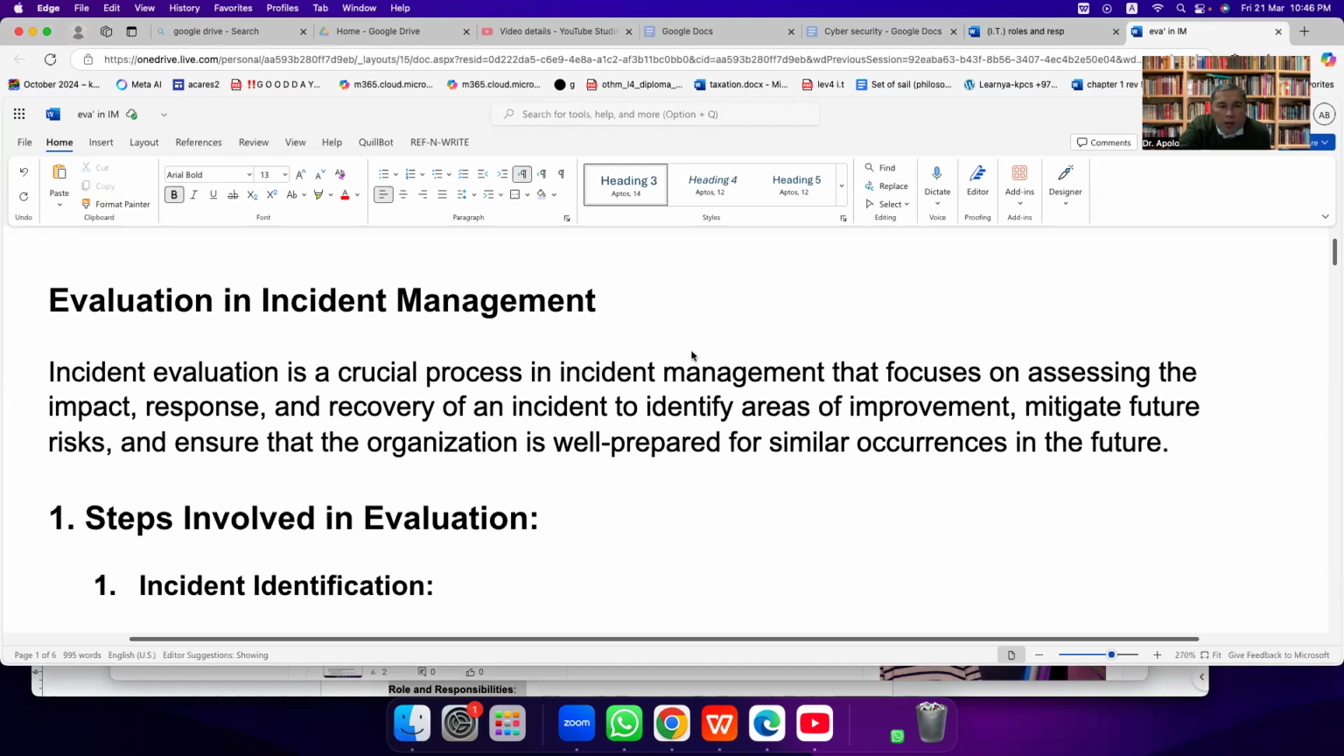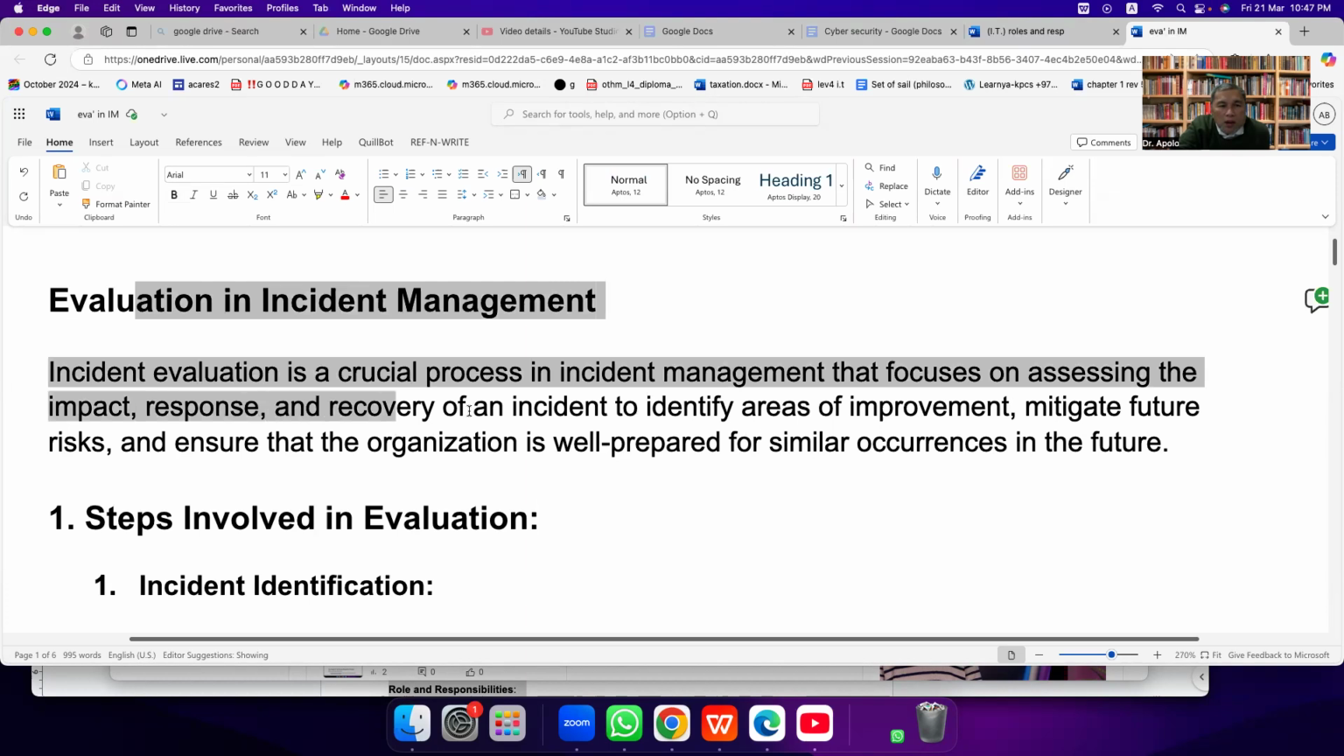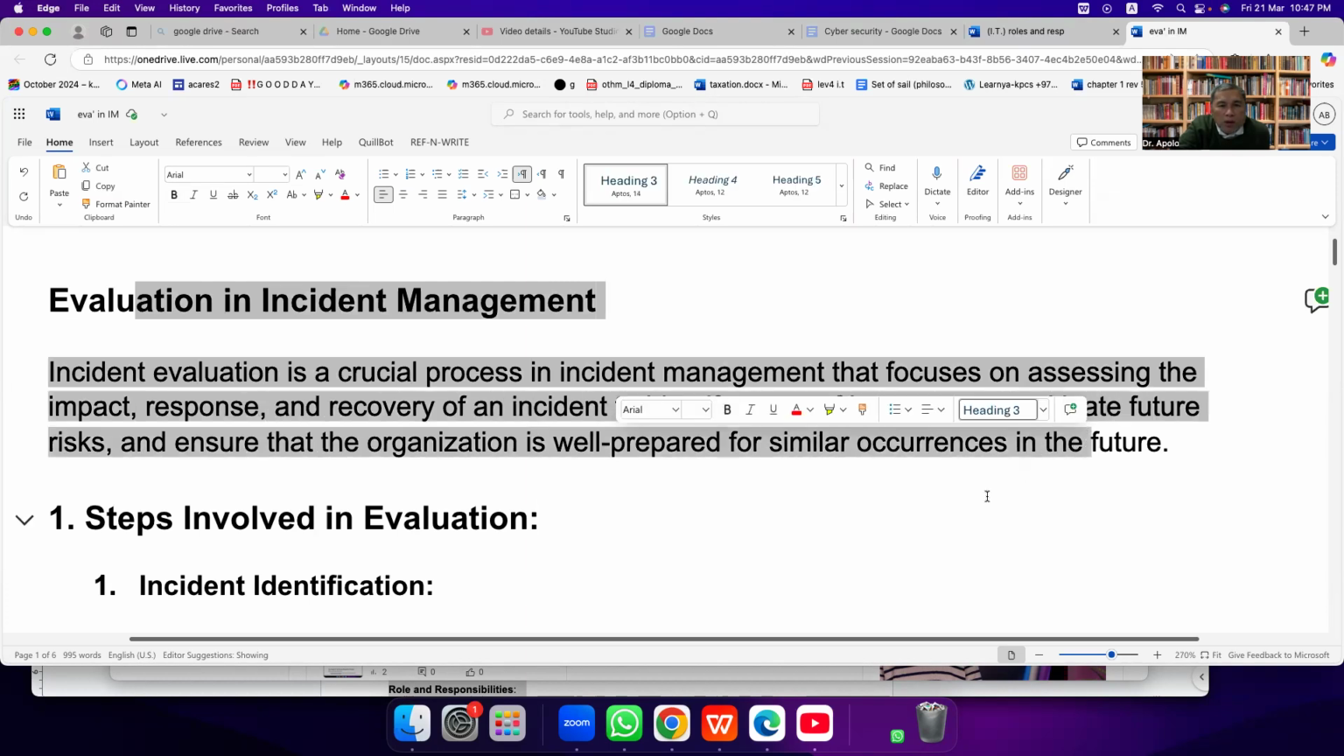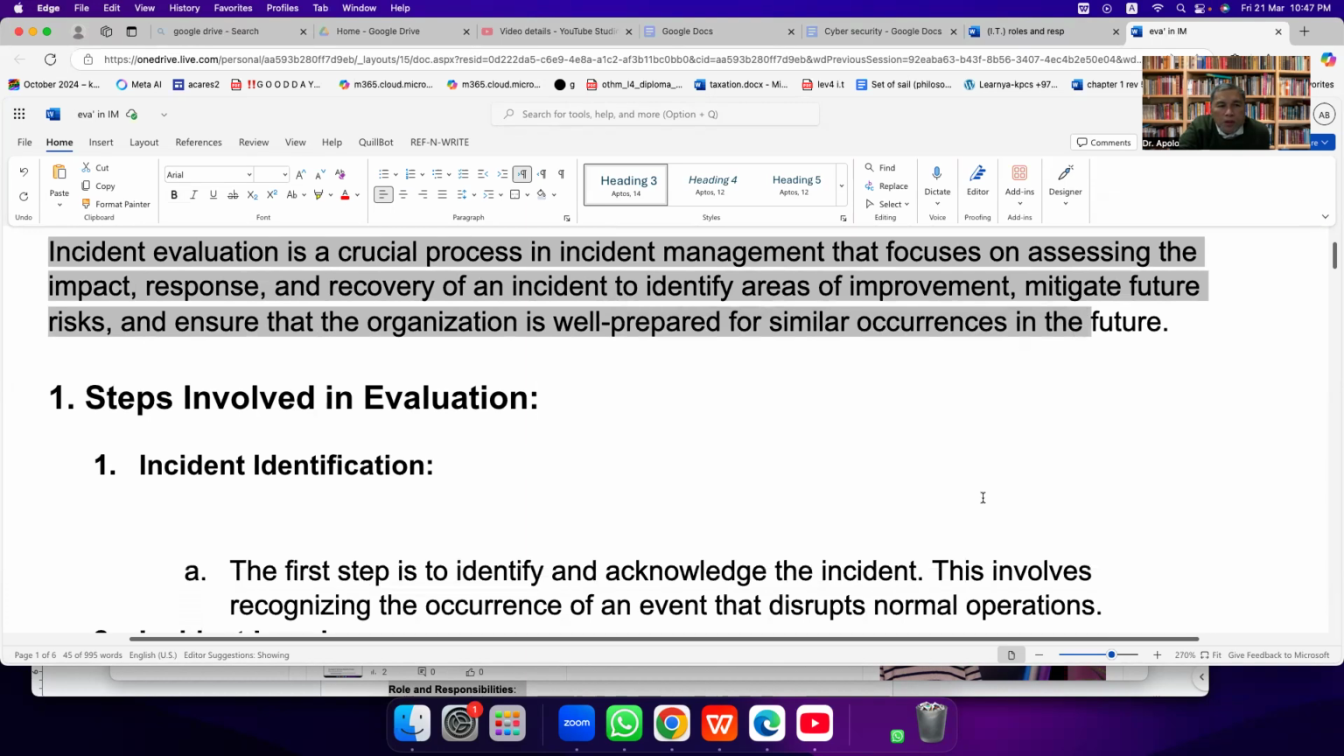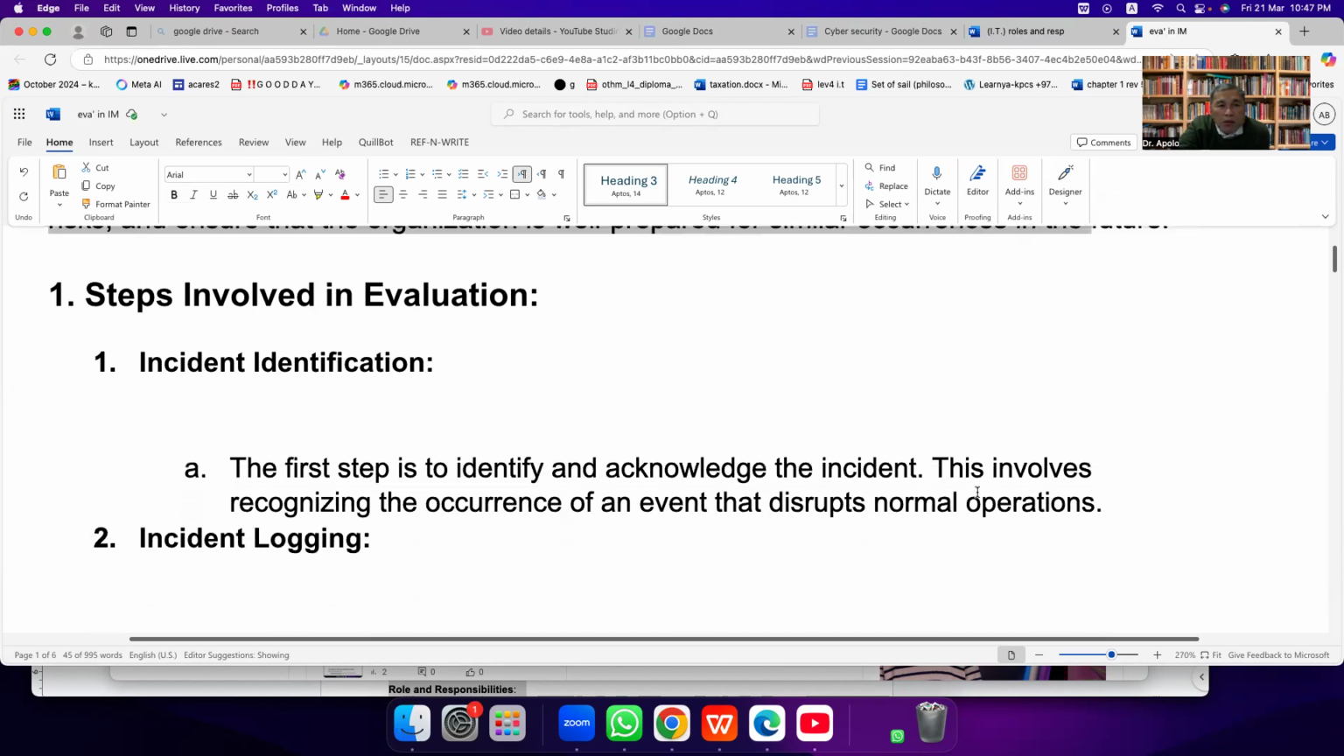Incident management evaluation is a crucial process in incident management that focuses on assessing the impact, response, and recovery of an incident to identify areas of improvement, mitigate future risks, and ensure that the organization is well prepared for similar occurrences in the future. So the evaluation has this kind of objective. There are steps involved in the evaluation.